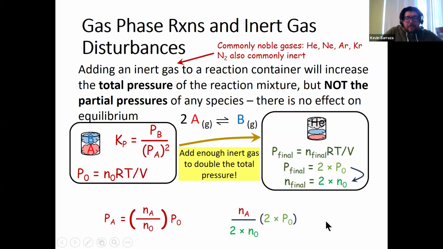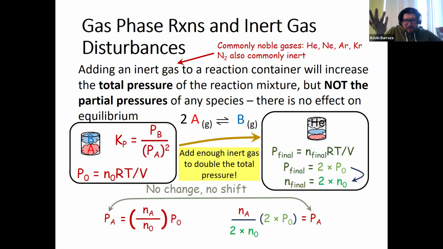If I did the same thing for the after, the moles of A didn't change, but I have twice as many gas particles and I have twice as much pressure. Those twos actually will cancel. You end up with the same number. So therefore, no change happens to the ratio. No change happens to any of the pressures.